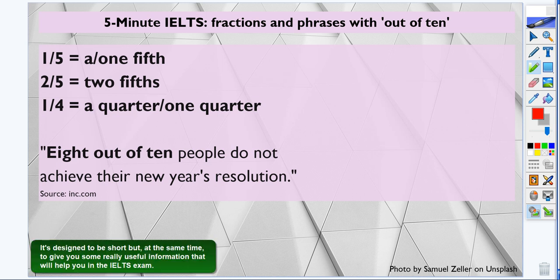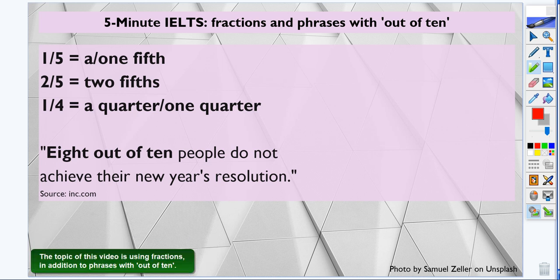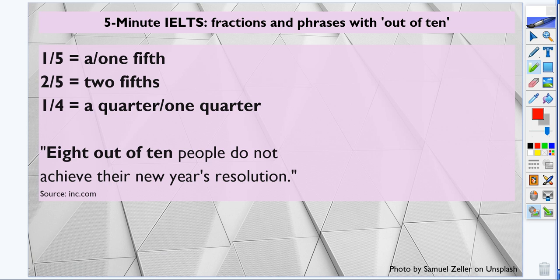It's designed to be short, but at the same time to give you some really useful information that will help you in the IELTS exam. The topic of this video is using fractions in addition to phrases with out of 10. The information I'm going to present to you will be especially useful in writing part 1. So let's get started.